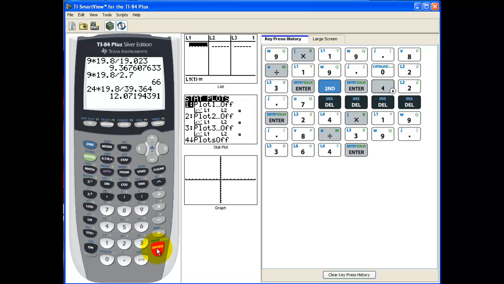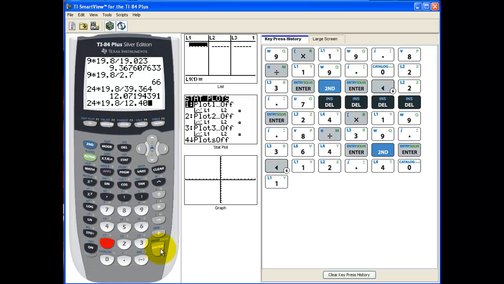And so the lower limit would be that. Let's recycle this key sequence to get the upper limit. The denominator would be 12.401. So there's your upper limit right there.